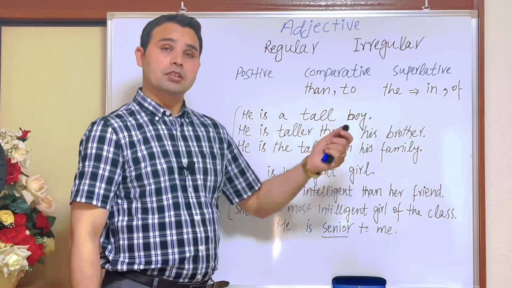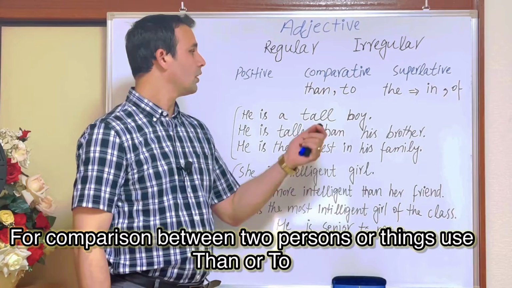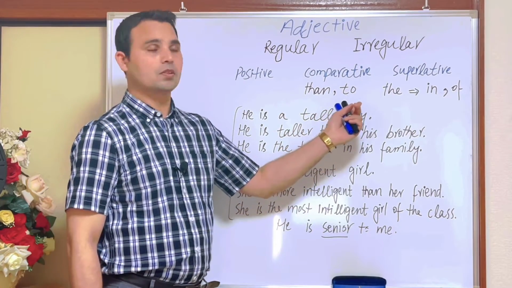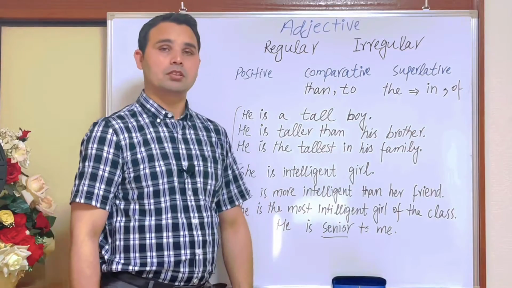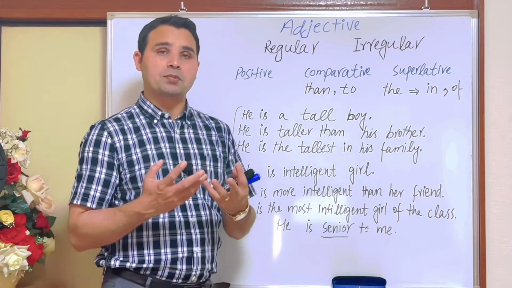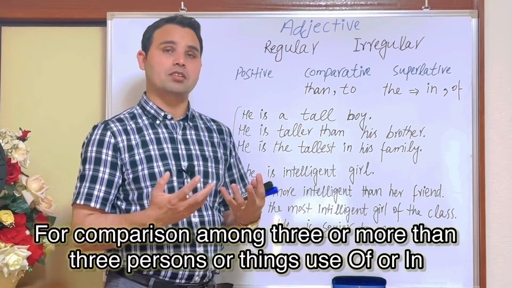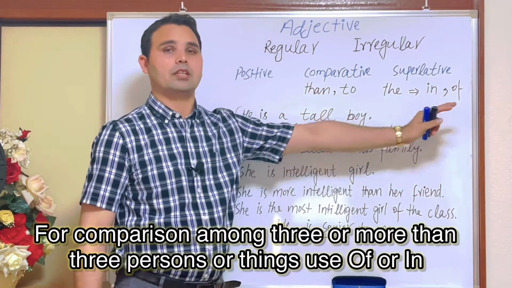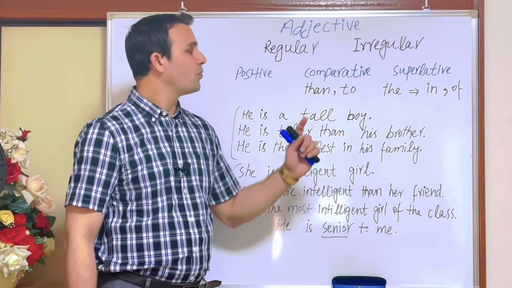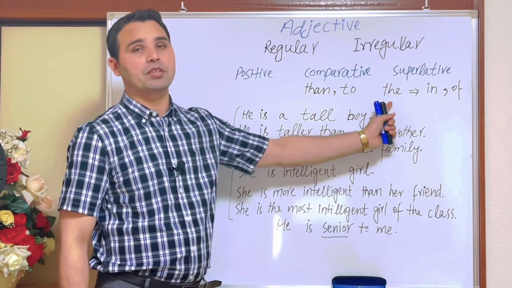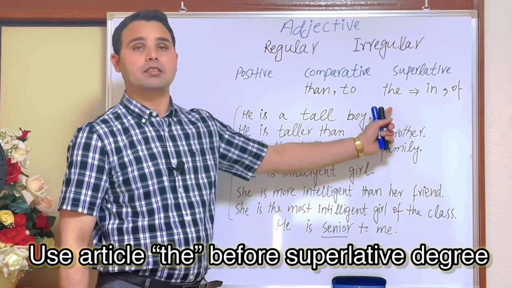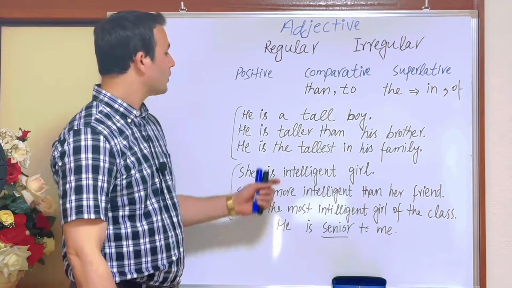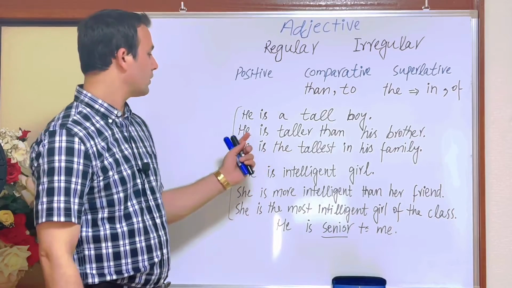When you compare between two things, you have to use than or to. When you are going to compare between three persons or more than three persons or things, you have to use in or of. And one thing more, before you use the superlative degree, you have to use the article the. So let's see the examples of the sentences.